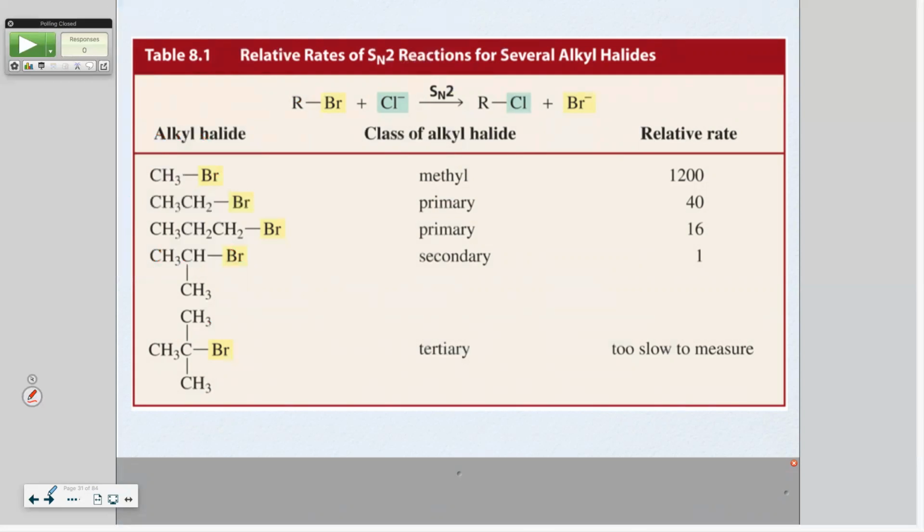Okay. So why? Here is the same kind of thing. We have methyl, and that one reacts 1,200 times faster than the secondary one. Do you understand what relative rate means? It's relative to this one. This one, no matter what the number is, was given a rate of 1. And this one is 16 times faster than this one. This one's 40 times faster than that one, and that's 1,200 times faster than that one.